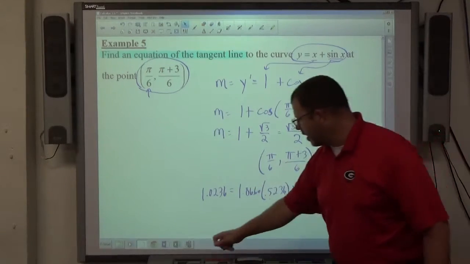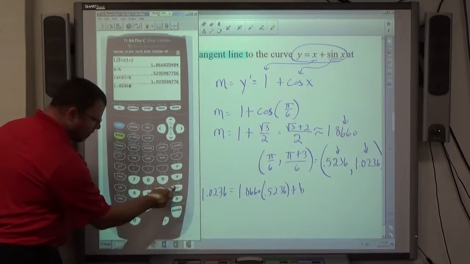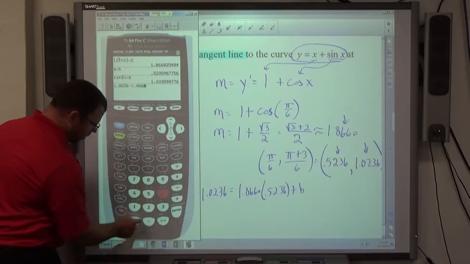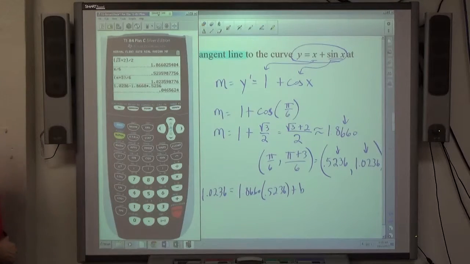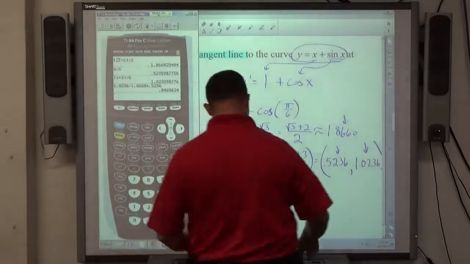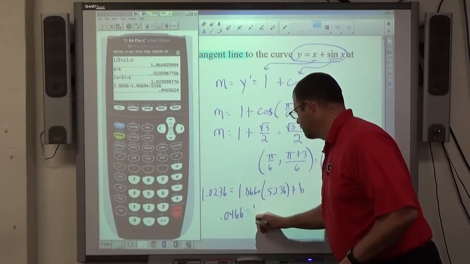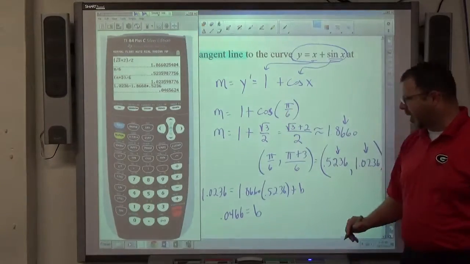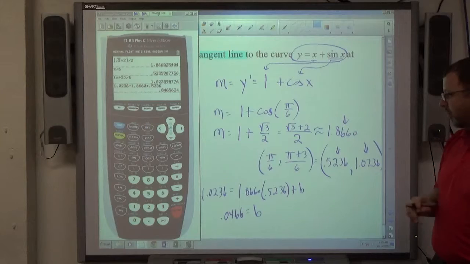I can actually type in my calculator just like that. So 1.0236 minus 1.8660 times 0.5236 equals 0.0466. 4 decimal places on that also. So I have a slope of 1.8660. I have a y-intercept of 0.0466.